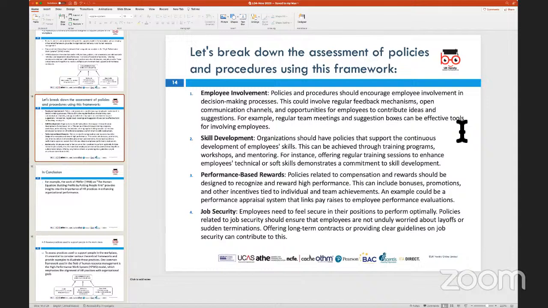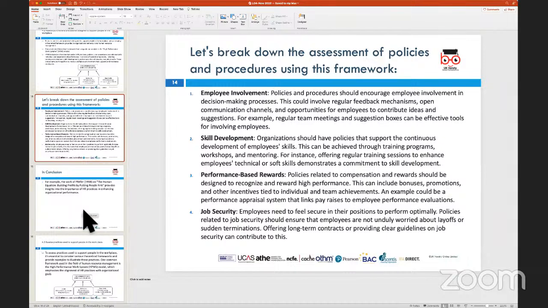And then the last important part of this framework is job security. You would generally see that employees need to feel secure in their job if they are to perform optimally. Policies related to job security should make sure that employees feel safe, that they are not going to be made redundant, or face sudden terminations. And this is something which the company offers by giving them long-term contracts or permanent job offers, and that provides job security to the individual.